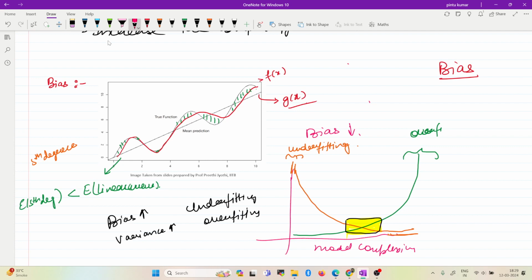We'll go to variance later. Right now, let's look at bias. This is a graph of model complexity versus bias. This orange line is your bias. If your model complexity is low, you have high bias and it decreases. We'll get back to this graph after we have done variance.